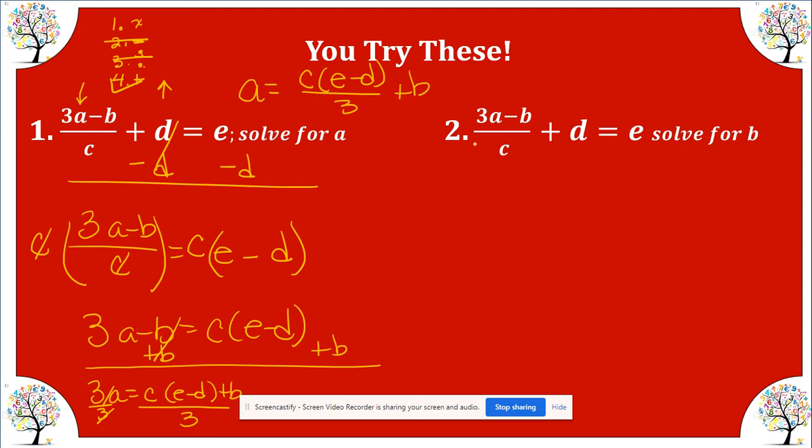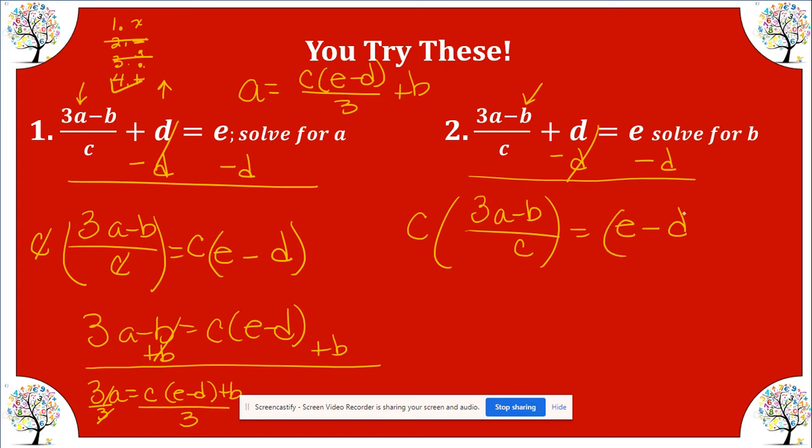Okay, on this one, same equation, but this time we're going to isolate the B. Okay, so let's work backward, and we're going to still get rid of the plus D, then we'll get rid of the divide, and then we'll get rid of the 3A, and then this understood -1. So let's subtract D from both sides. Again, bring the D behind the E. Okay, we're going to multiply using parentheses by C.